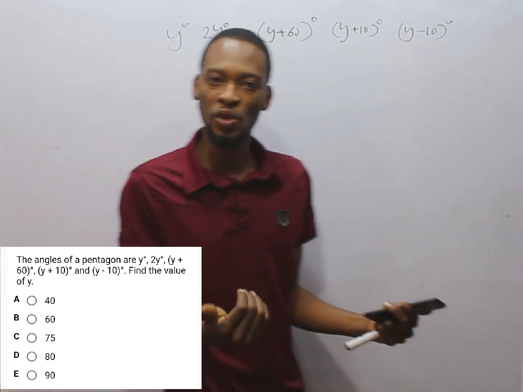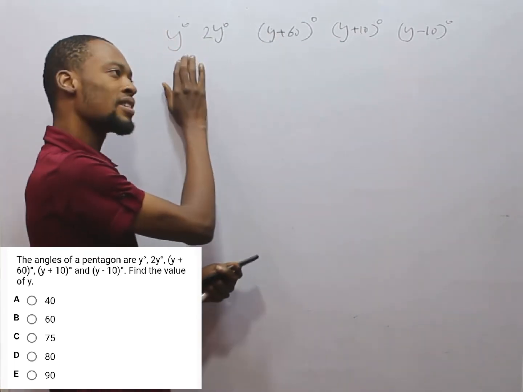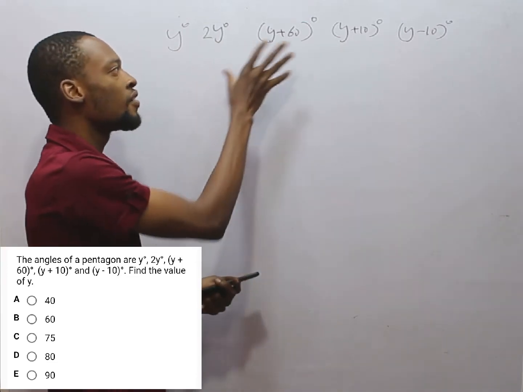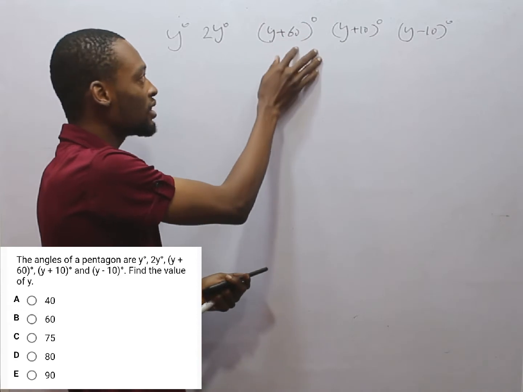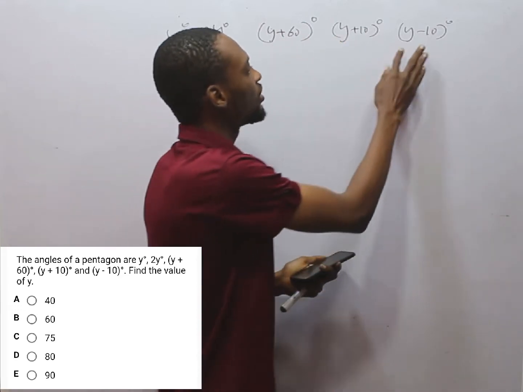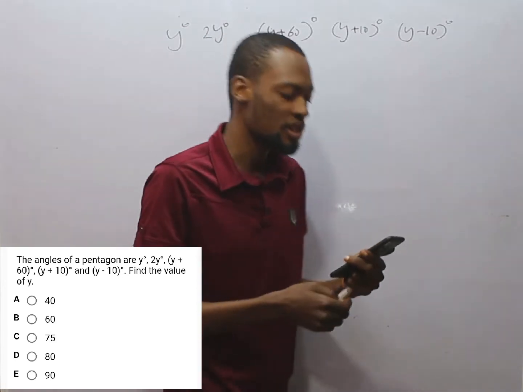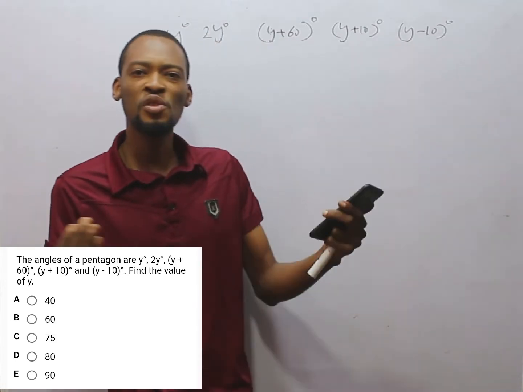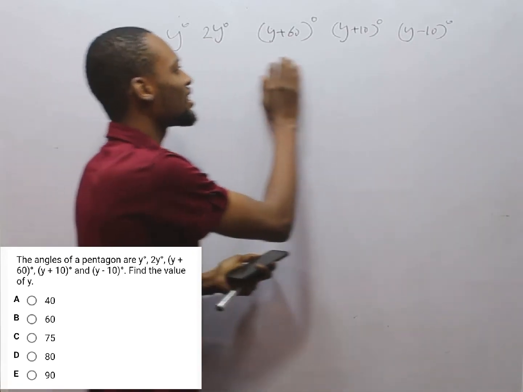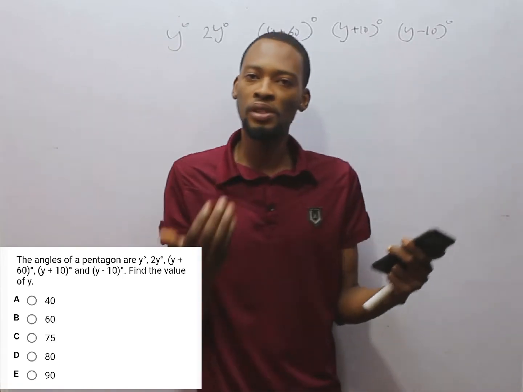And what are the angles? The first angle is y degrees. The second angle is 2y degrees. The third one is 2y plus 60 degrees. The fourth one is y plus 10 degrees. And the fifth one is y minus 10 degrees. We are asked to find the value of y. All these are interior angles of the polygon.